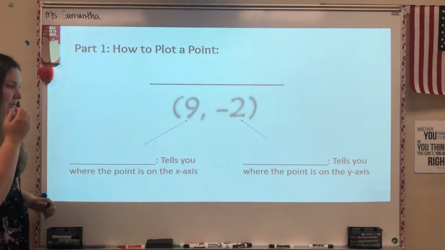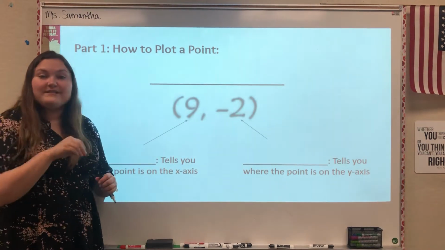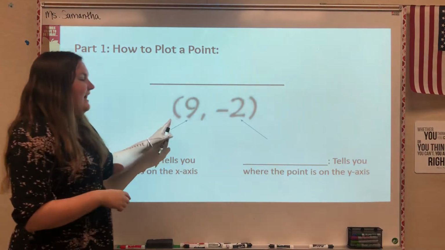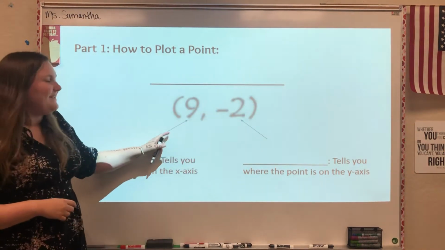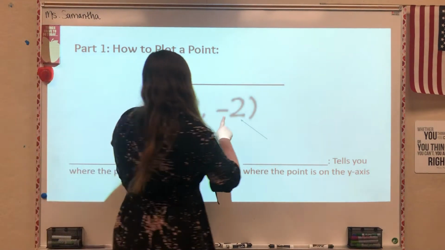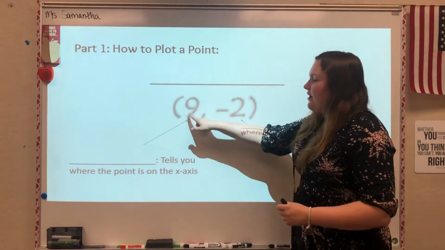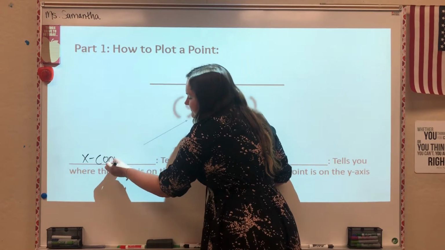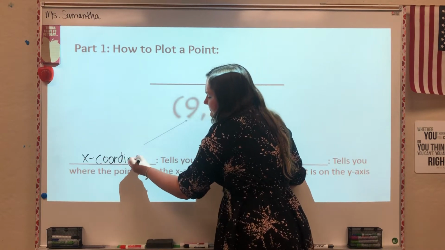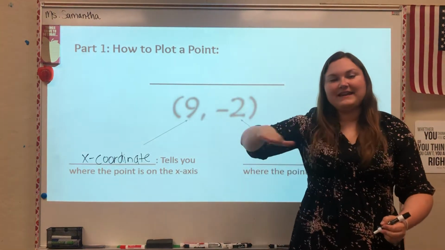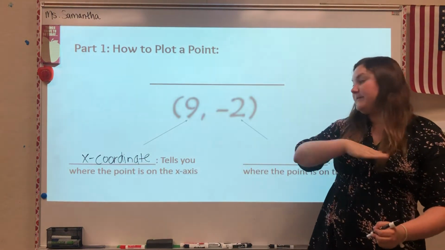Now we had mentioned earlier, each of those points on our coordinate plane is going to be represented with 2 numbers. A point on your coordinate plane could look something like this. We could represent it with these 2 numbers. We call the first number your x-coordinate, because that first number is going to tell you where it is on that x-axis, that horizontal number line.